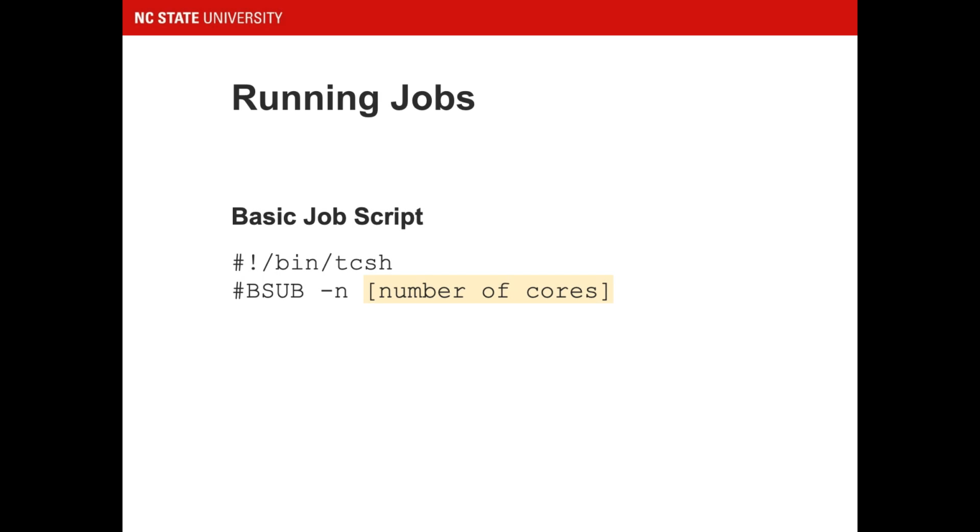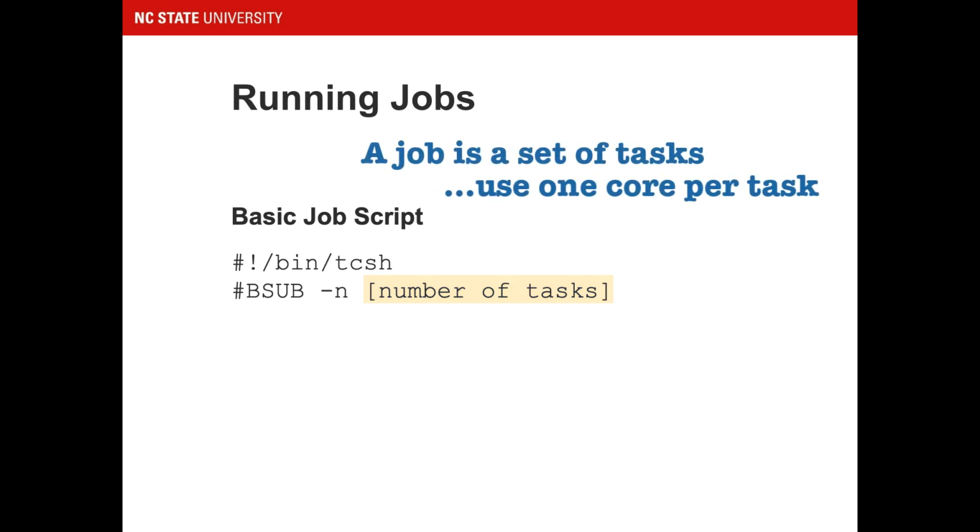In the tutorial on running applications, we went over a basic batch script to submit a job. One of the required elements of the script was bsub -n, where we specified the number of cores. Sometimes it's more accurate to say that n is for tasks rather than cores. A job is a set of tasks, and you usually ask for 1 core per task.